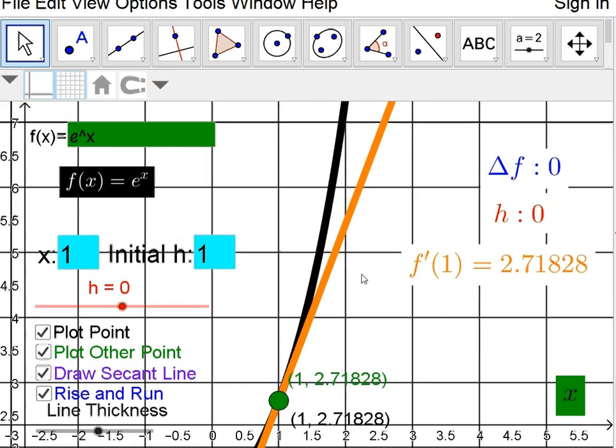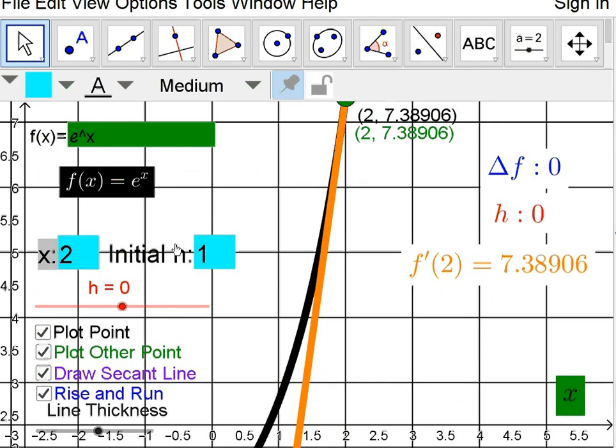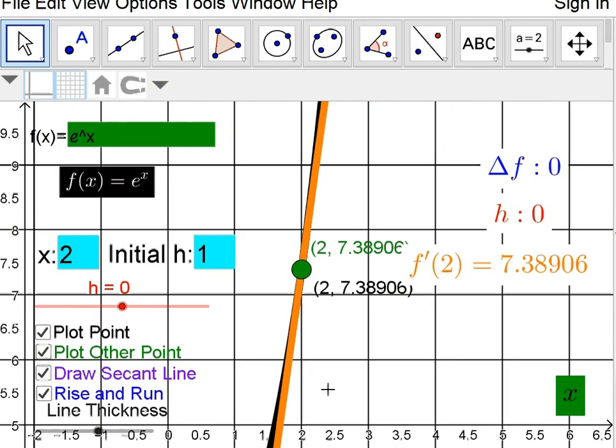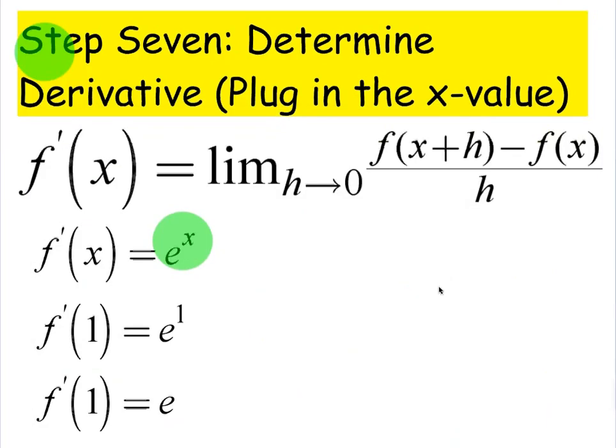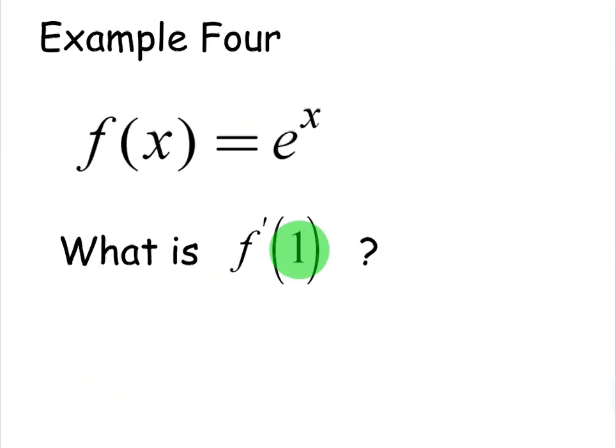If we were going to figure out, for example, let's just plug in 2 real quick. Notice that the y value at 2 is 7.38906, but so is the slope of this line. The slope of this tangent line will always be the same as its y value. So there you have it, folks. There is the definition of the derivative, using that to prove the derivative of e to the x at a certain x value. In fact, for all x values.